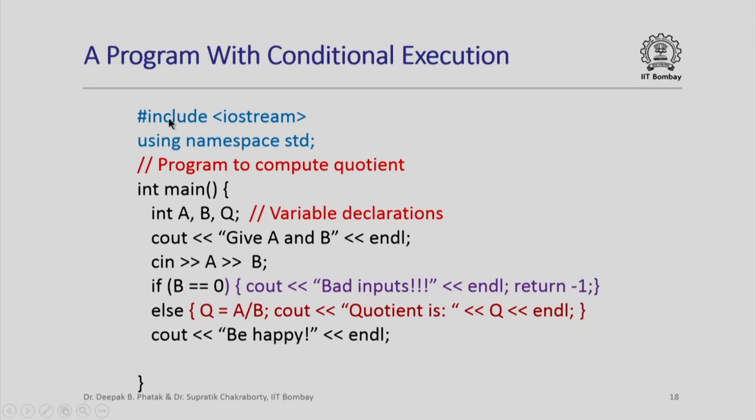So if you look at this program, this has the compiler directives, it has some comments, some variable declarations, a message asking for the values of a and b, reading the values of a and b, and if b is 0, it outputs this message and returns straight away from here, and in this case it returns -1 saying that something bad has happened. So this -1 could indicate to the caller that something bad has happened. Otherwise it computes the quotient, outputs the quotient, says be happy, and then returns 0, and this 0 might indicate to the caller that everything was fine.